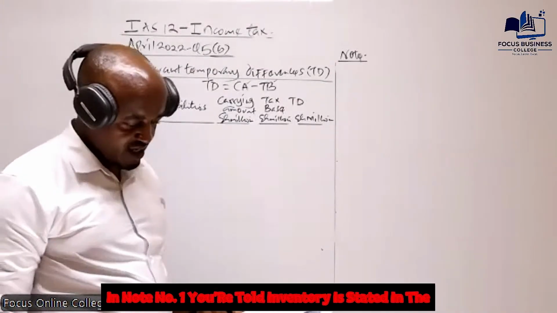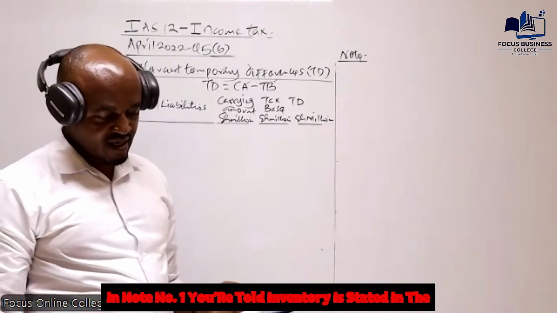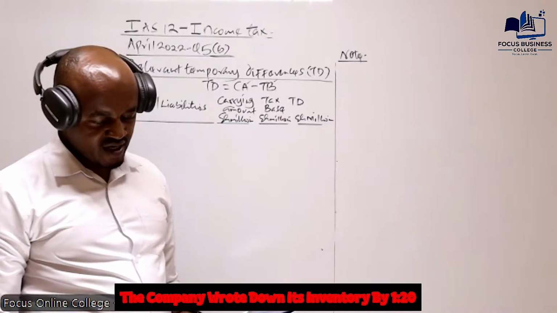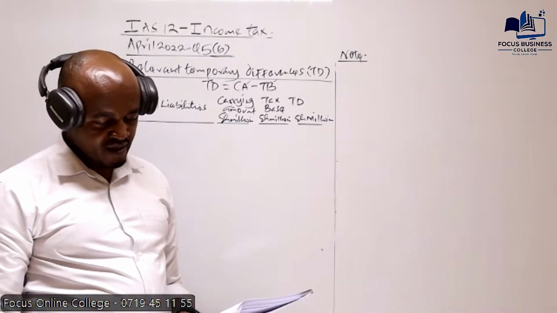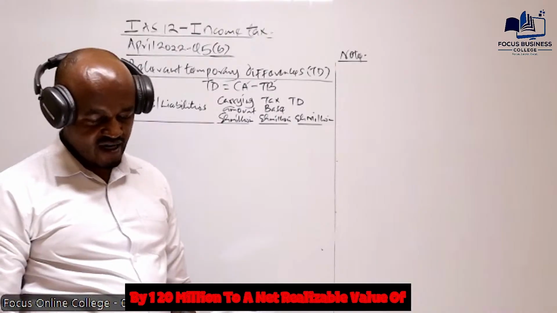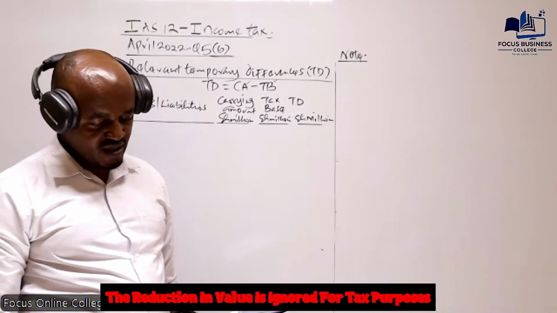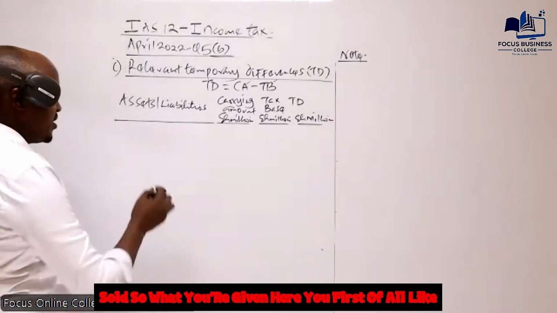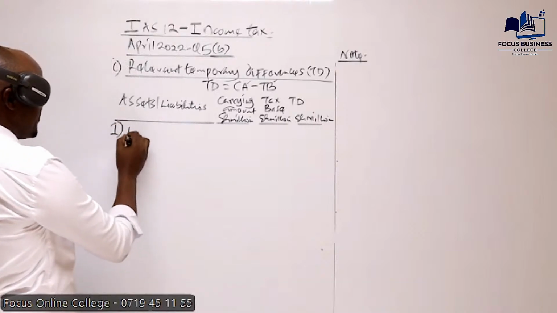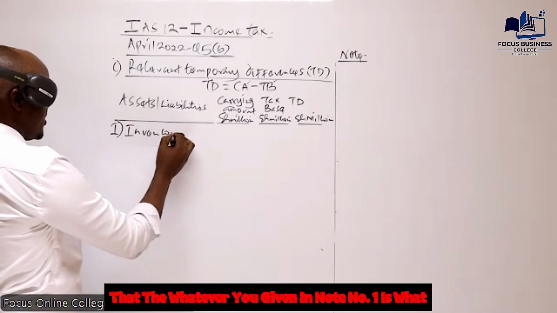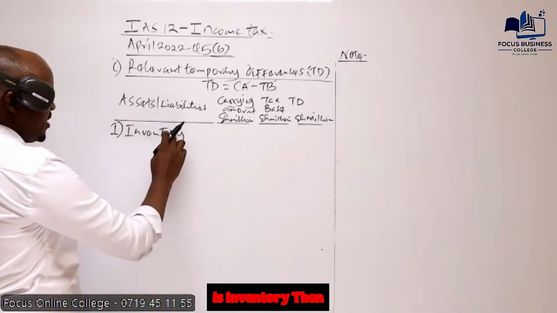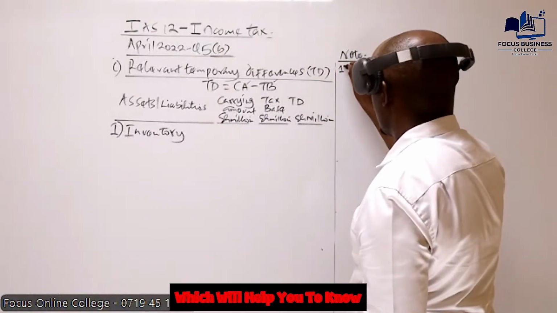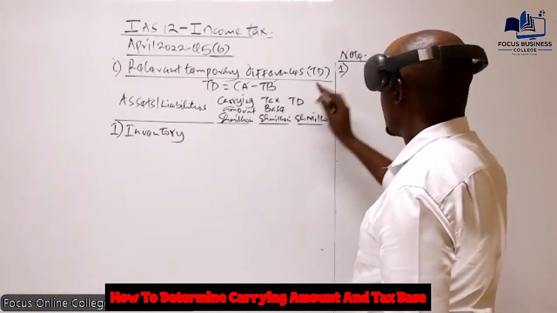In note number 1, you're told inventory is stated in the financial statement at the lower of cost and net realizable value. The company wrote down its inventory by 120 million to a net realizable value of 1130 million. The reduction in value is ignored for tax purposes until the inventory is sold. So what you're given in note number 1 is inventory. The notes I'll give you here are very important.